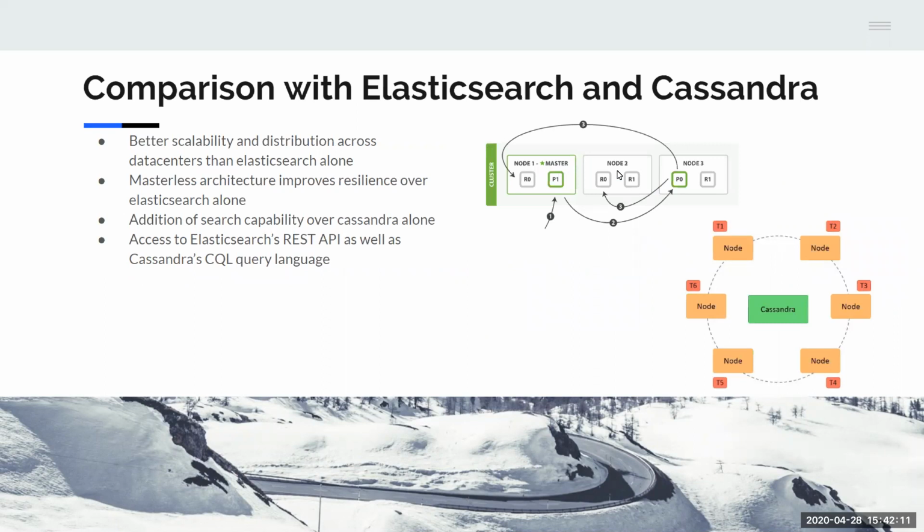So the comparison here, the reason why you would want to use Elassandra over either Elasticsearch or Cassandra alone, is that you get better scalability and distribution than if you had just used Elasticsearch, and you get the advantages of Cassandra's masterless architecture over Elasticsearch's, which is mastered and is thus vulnerable to errors in that architecture. Obviously, you get search capability, which Cassandra itself does not provide, and you get access to Elasticsearch's numerous REST APIs, as well as Cassandra's CQL query language. And over on the right, you can see the architectures of those individual technologies, where Elasticsearch has a master node, which other nodes communicate with, and Elassandra is a masterless ring architecture where nodes communicate with each other.